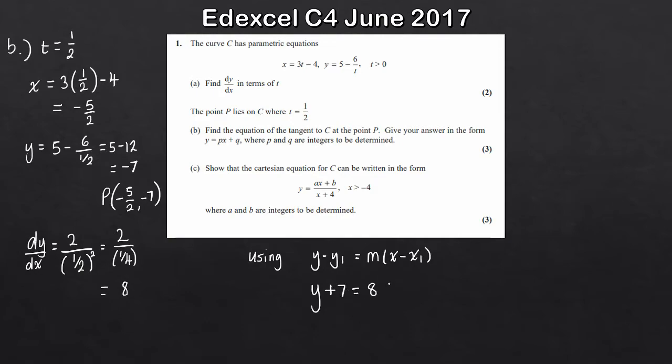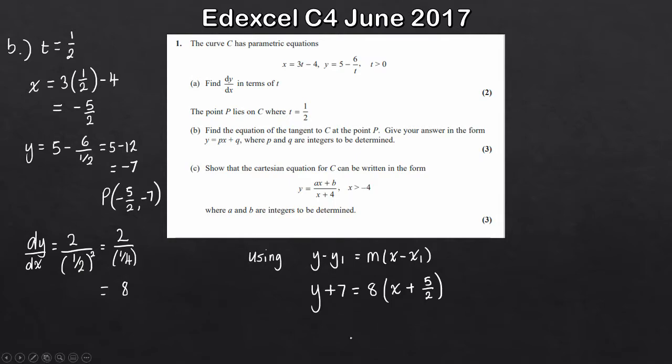So just note here, because this is the equation of the tangent, we don't need to change the derivative. If we're working out the equation of the normal, it'd be minus 1 over 8 for our gradient. But because it's just the equation of the tangent, 8 works. Times by x minus x1, which is minus 5 over 2. So that will also be plus there. Plus 5 over 2.